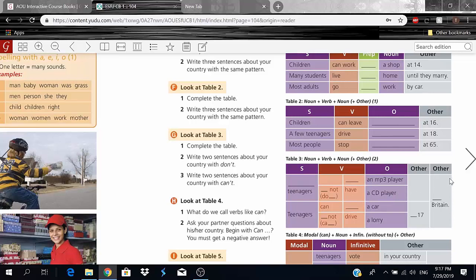And then number 2, teenagers can or can't or cannot drive a car or drive a lorry at, here I'm going to use at as a preposition, guys, okay? So at 17, okay? And I could say in as a preposition again, in Britain.